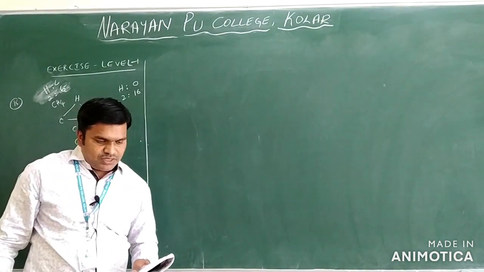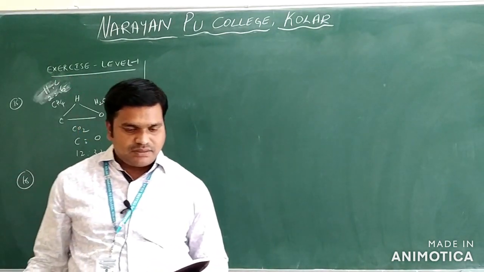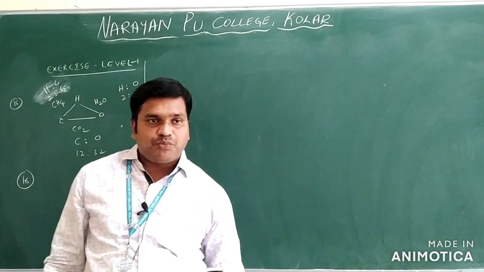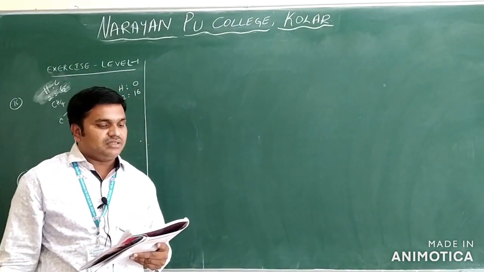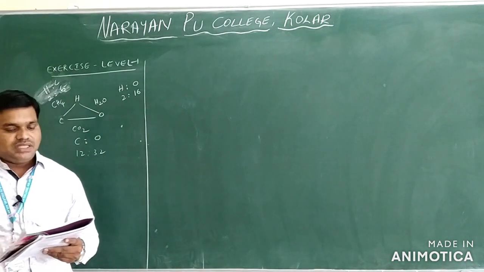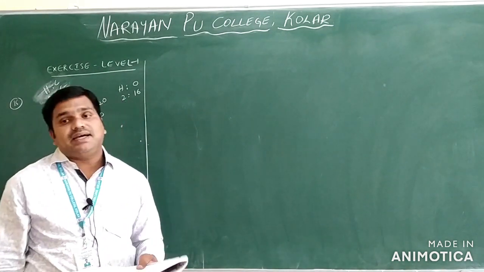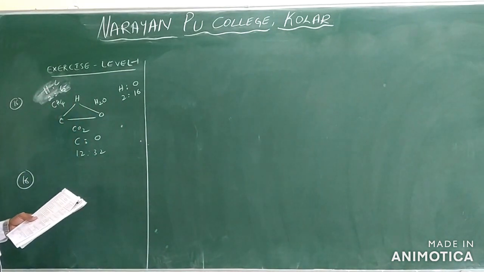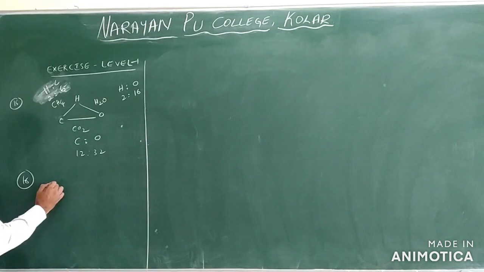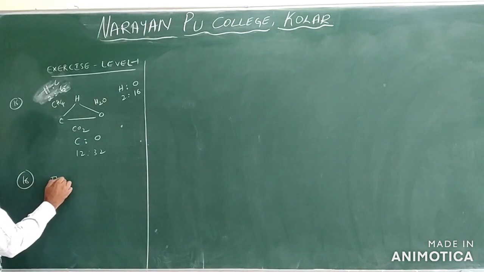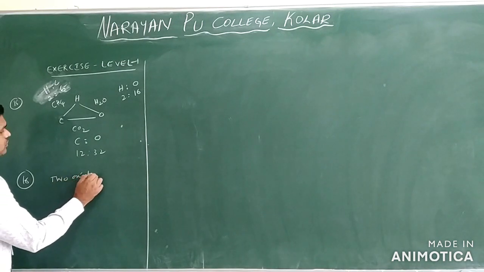Question number 16, you can see. An element forms 2 oxides containing respectively 53.33 and 36.36% of oxygen. These figures illustrate what law they are asking. Clear? An element forms 2 oxides only. They will form 2 oxides only.